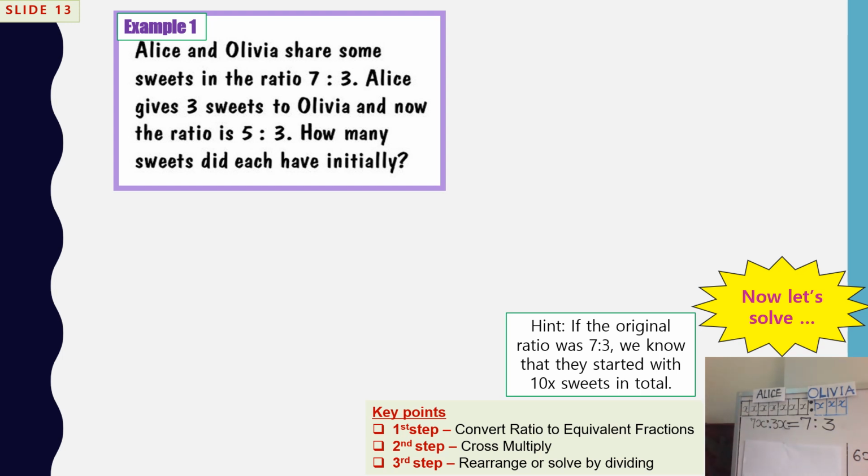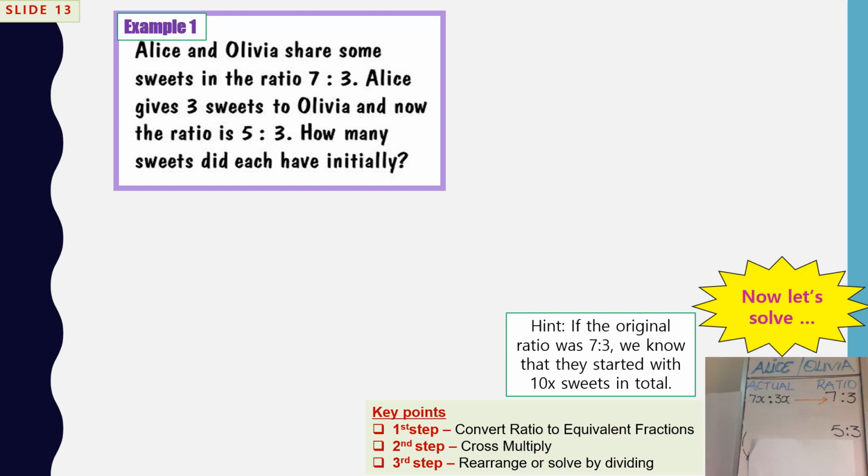According to our 3 key points, the first is convert the equivalent ratio into equivalent fraction. Now, if I do just that, 7x over 3x is equal to 7 over 3, I hit a wall. Because if you cross multiply, it will become impossible for you to find the value for x. So that means that I've got to think of another way of coming up with a second set of equivalent fractions.